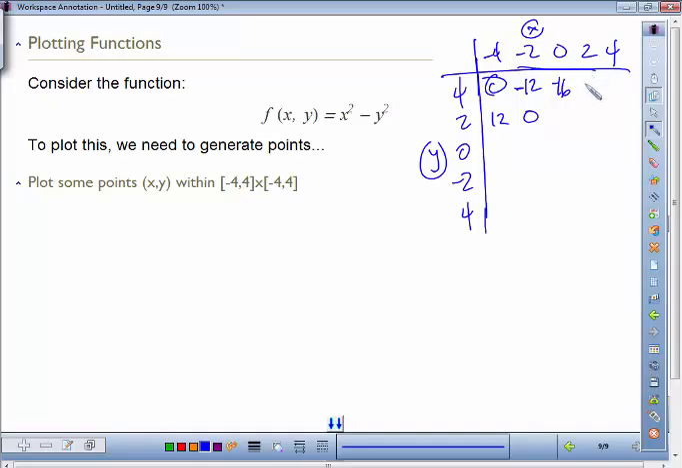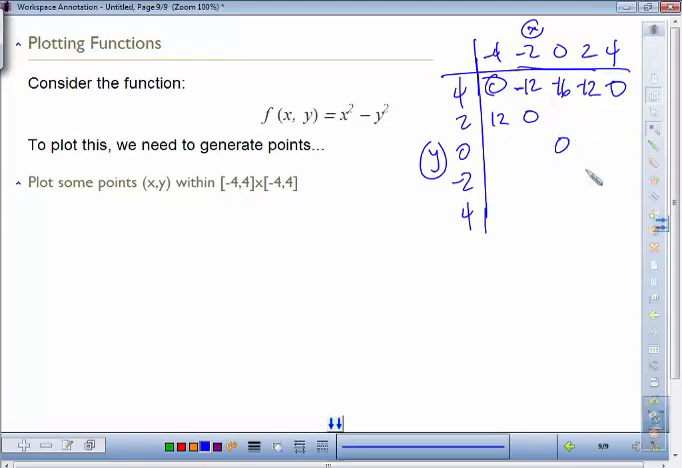2 and 4, -12 again. And then 4, 0 again. Is that right? Okay. All right, we can fill in the rest of this table.